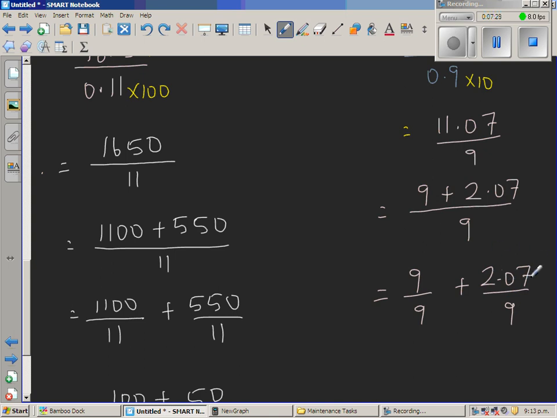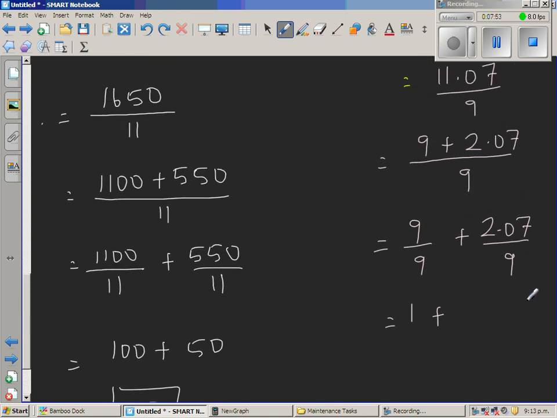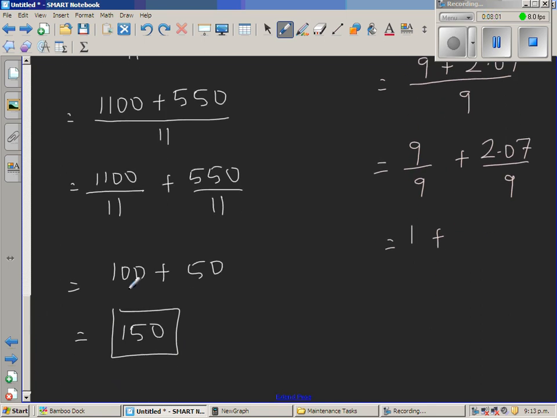Now I know that 2.07 can be divided exactly by 9. The reason is if you add the digits, 2 plus 0 plus 7 is 9, so this number is divisible by 9. So this is 1 plus 2.07 divided by 9. How will we do this? Let us do the long division method here, or can we do it in a different way? Let us ignore the decimal and divide 207 by 9.